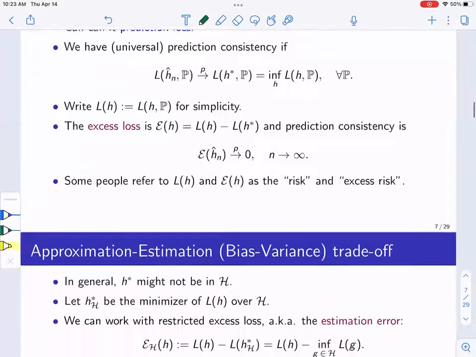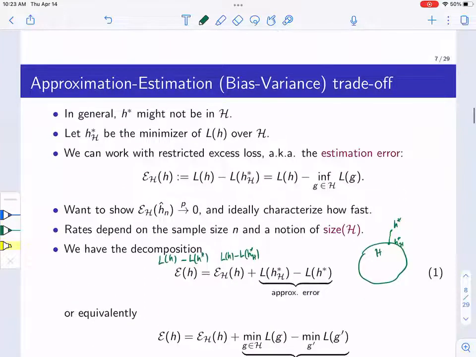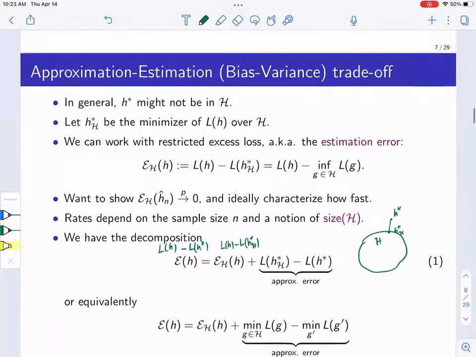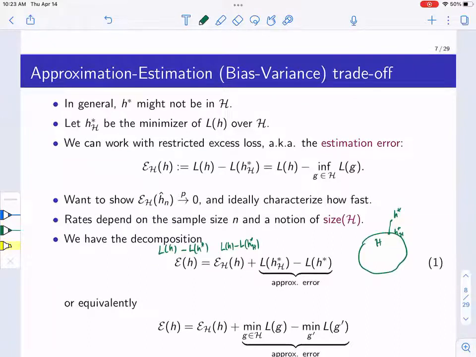So there's this trade-off. If I increase the size of H, I increase the estimation error and decrease the approximation error, and vice versa. If I decrease the size of H, this goes down, this goes up. So you try to do a balance. This is like the classical bias-variance trade-off that you saw, but a little bit more general. You can think of whether this is related to the bias-variance decomposition in the quadratic case or not. That's something worth thinking about.